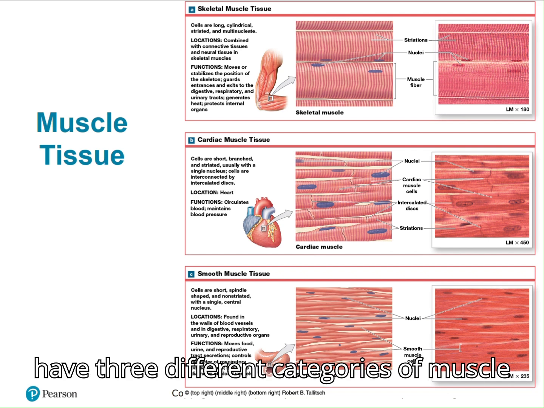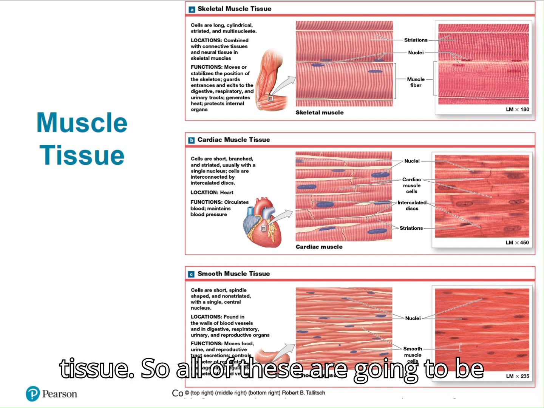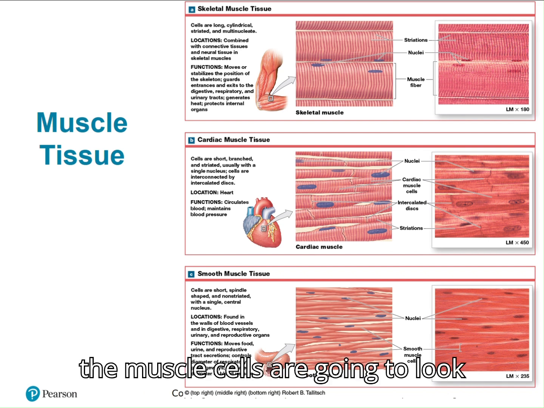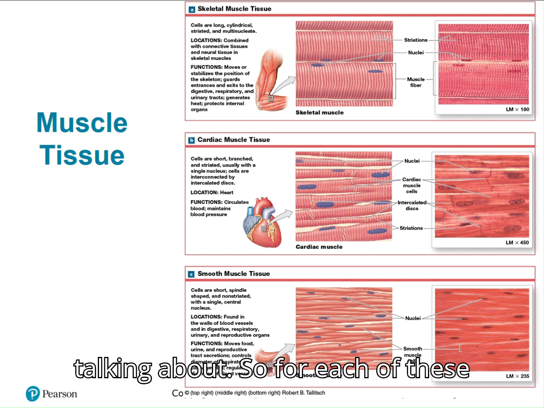We have 3 different categories of muscle tissue. All of these are going to be made of muscle cells, but structurally the muscle cells are going to look different depending on which one we're talking about.